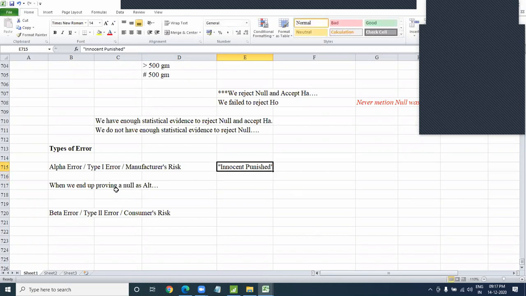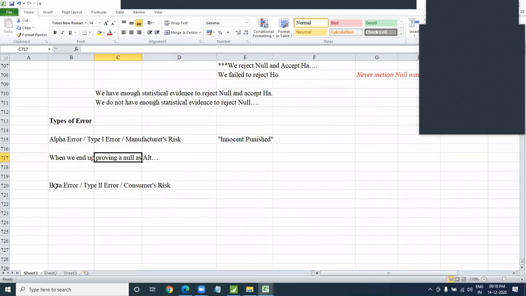Innocent punished situation. Somebody who is not a criminal, an innocent person, because of wrong evidences, people giving wrong testimony, whatever, we end up fabricating the evidences, we try to influence the witnesses, we end up proving that the person has committed a crime. That person is innocent. But if you end up proving that this person is guilty, the innocent gets punished. You have made a mistake. The court has made a mistake. The judge has made a mistake. That's when the court or judge has made a type 1 error or an alpha error. That's what we mean by this.